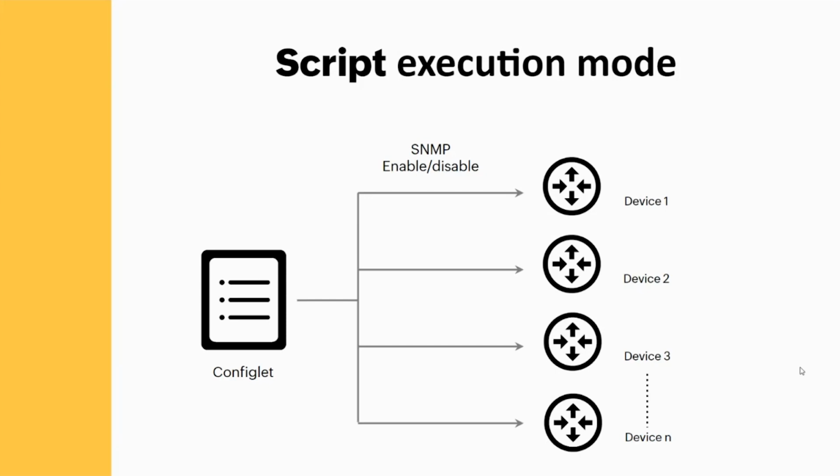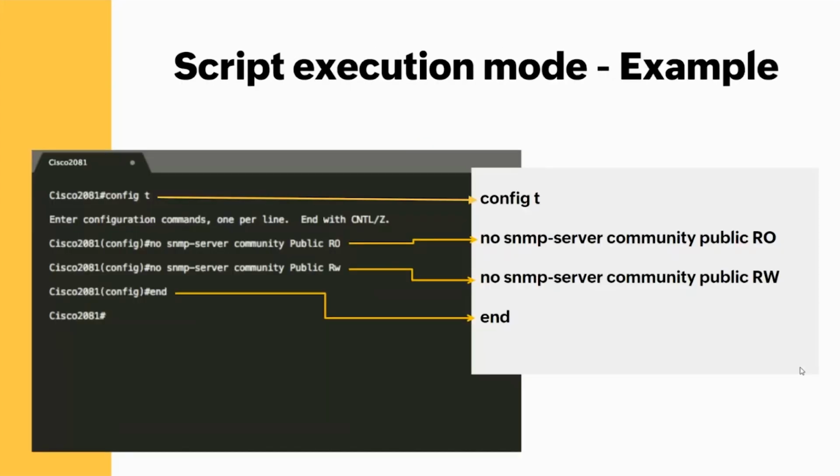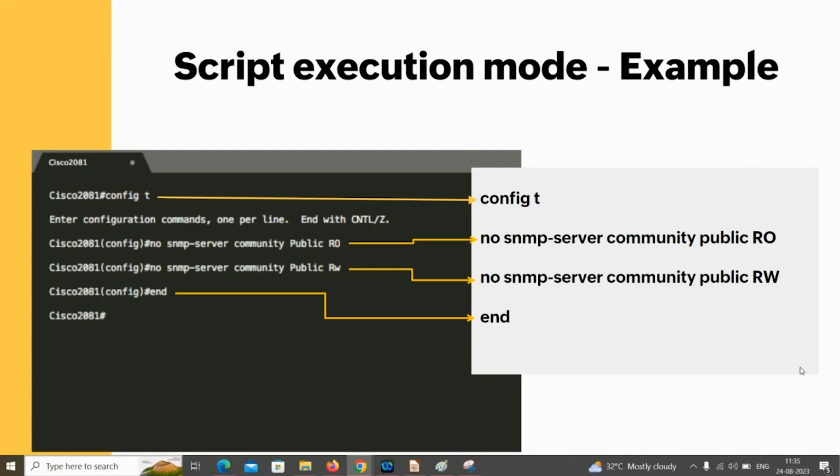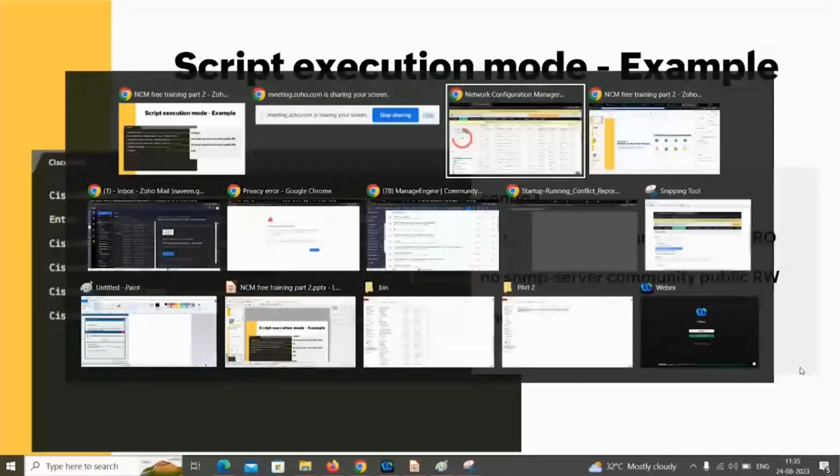Moving on, I will show you a sample of a script execution mode. Here on the left hand side, we have the command sequence executed on a networking device in Putty. And on the right hand side, we have the screenshot of the configlet content to be provided in NCM for this command sequence. Let me show you how it has to be created in our Network Configuration Manager GUI. So let me switch over to Network Configuration Manager GUI.